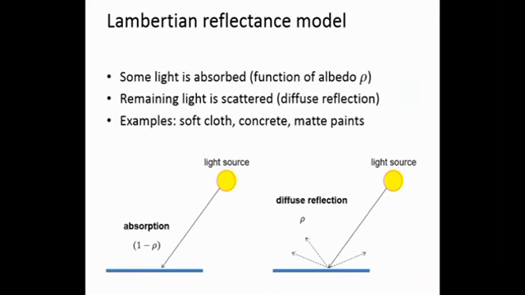What we sometimes use as a simplifying model for a material is something called a Lambertian reflectance model. That just means that some light is absorbed, depending on the albedo. If you've got a high albedo, like snow, then a lot of light is reflected. If you've got a low albedo, like this countertop, then a lot of light is absorbed. The remaining light is all diffusely reflected, scattered in all directions. A soft cloth is a good example of a Lambertian surface.